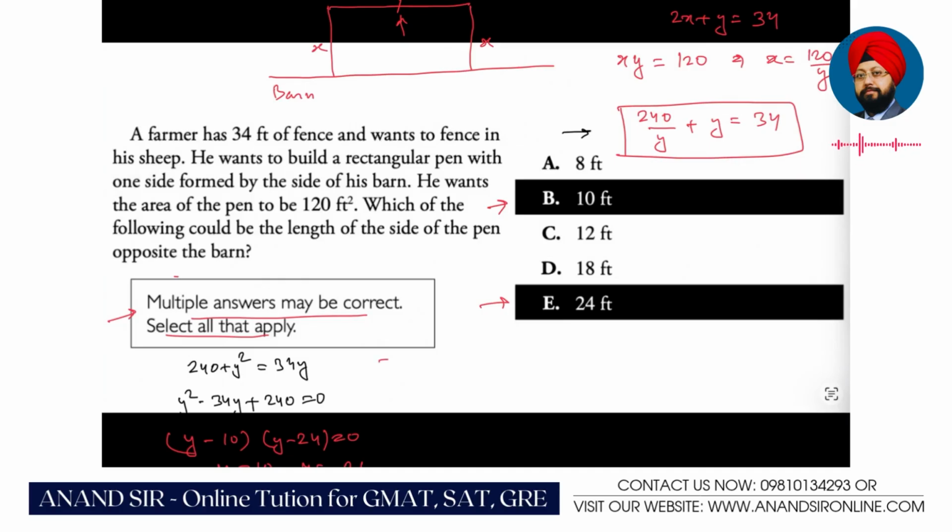If you don't want to solve it by using quadratic, what you can do, you can simply plug in 8. When you plug in the first option 8, you get 240 by 8 plus 8. You find that this is 30 and plus 8 is not equal to 34. So you rule out this. You plug in 10, you get 240 upon 10 plus 10. So that is 24 plus 10, it comes out to be 34. So this is true. Similarly, you can check for all of them. This and this will be ruled out, and this will be again the answer.